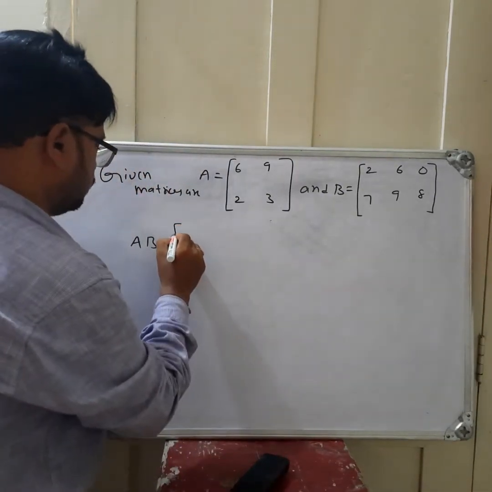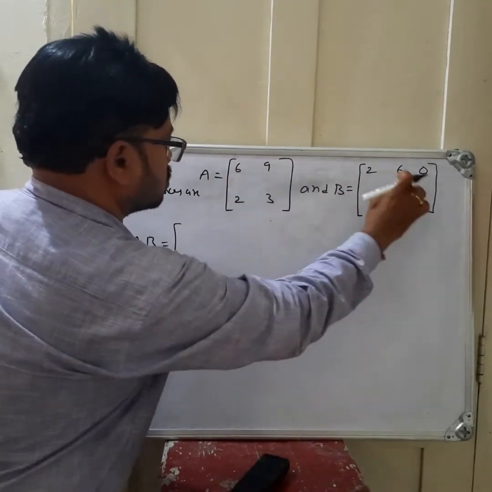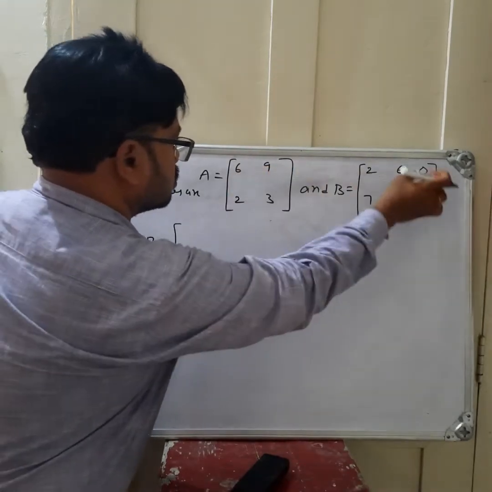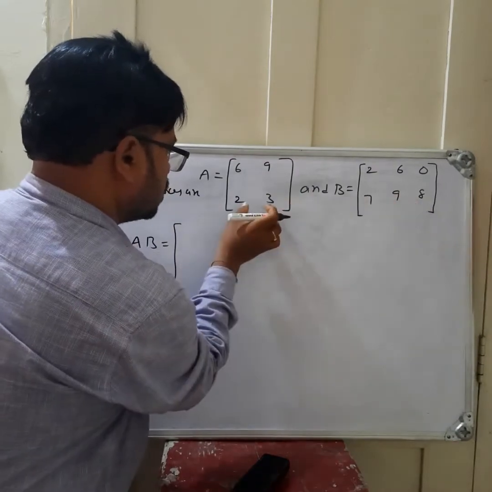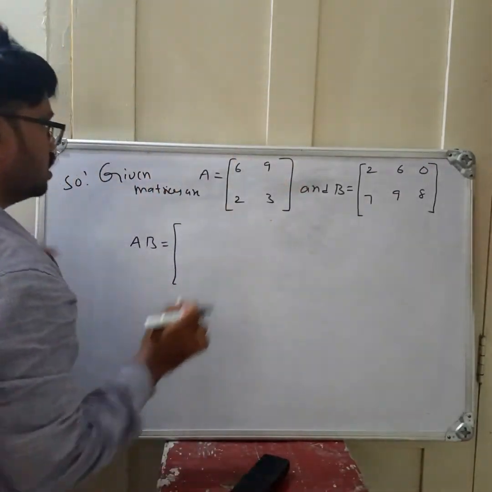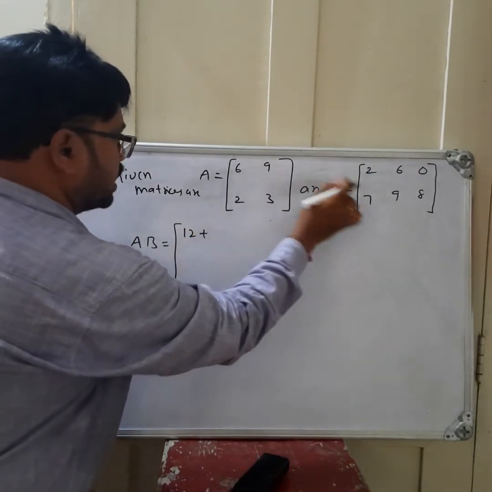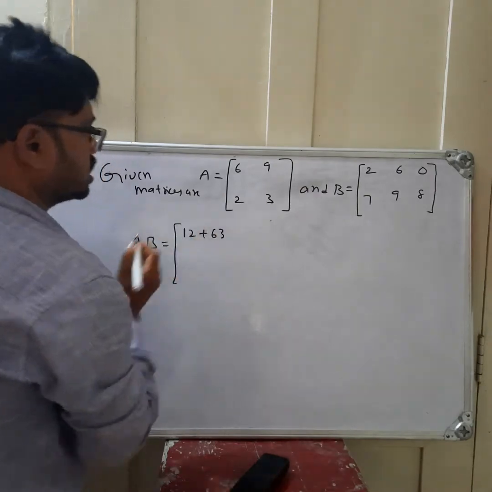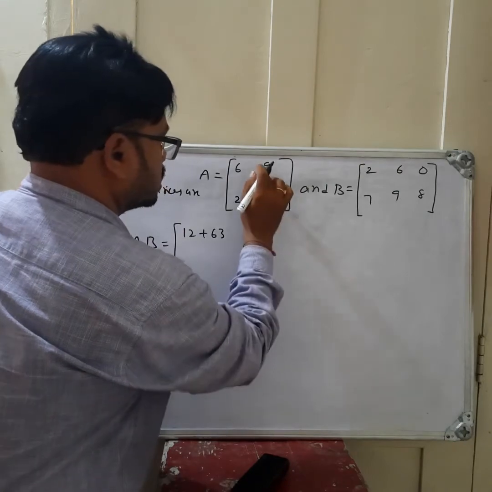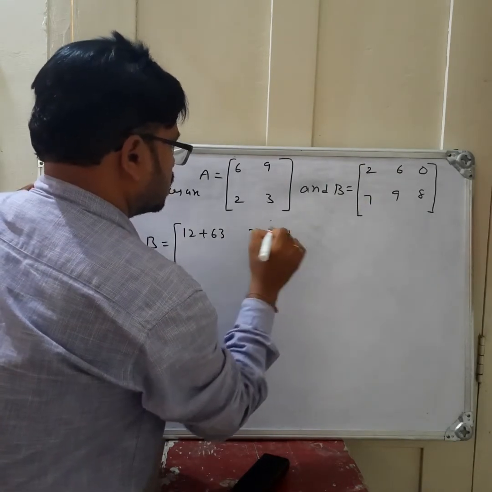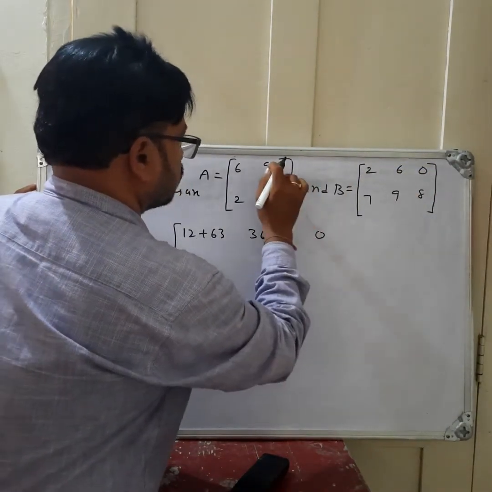AB: first row first column, first row second column, and first row third column. Next, second row first column, second row second column, and second row third column. Multiply: 6 into 2 is 12 plus 9 into 7 is 63. And next, 6 into 6 is 36 plus 9 into 9 is 81. Next, 6 into 0 is 0 plus 9 into 8 is 72.